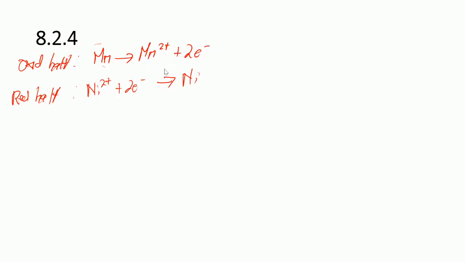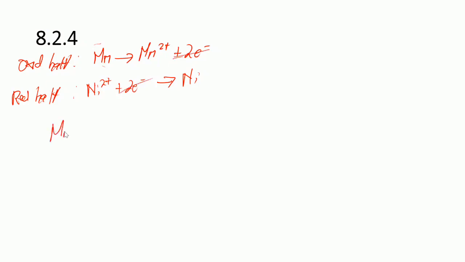Then, since we have the same number of electrons, here there is a loss of 2 electrons, and here there is a gain of 2 electrons, so we can cancel them out.